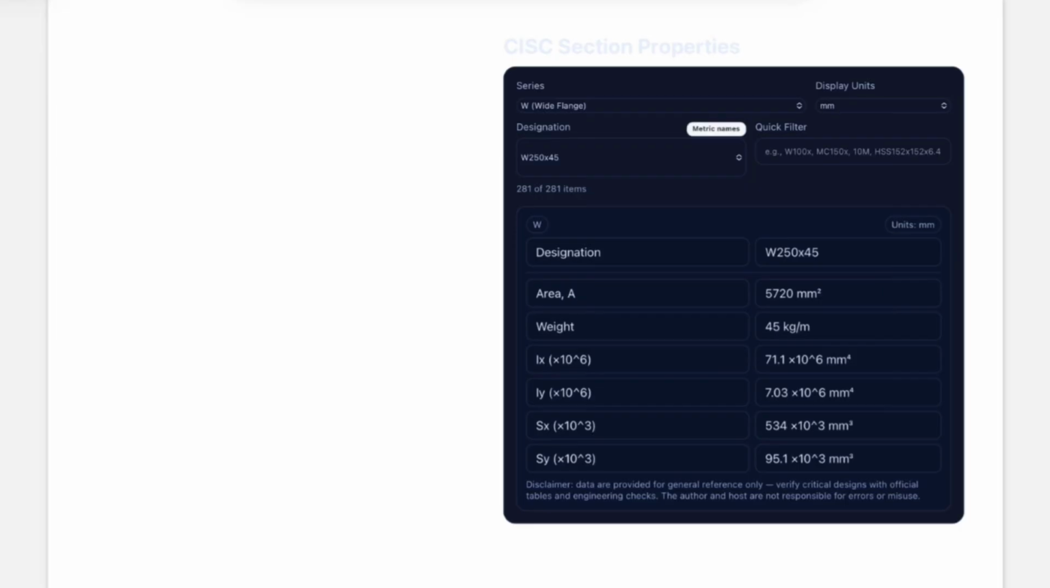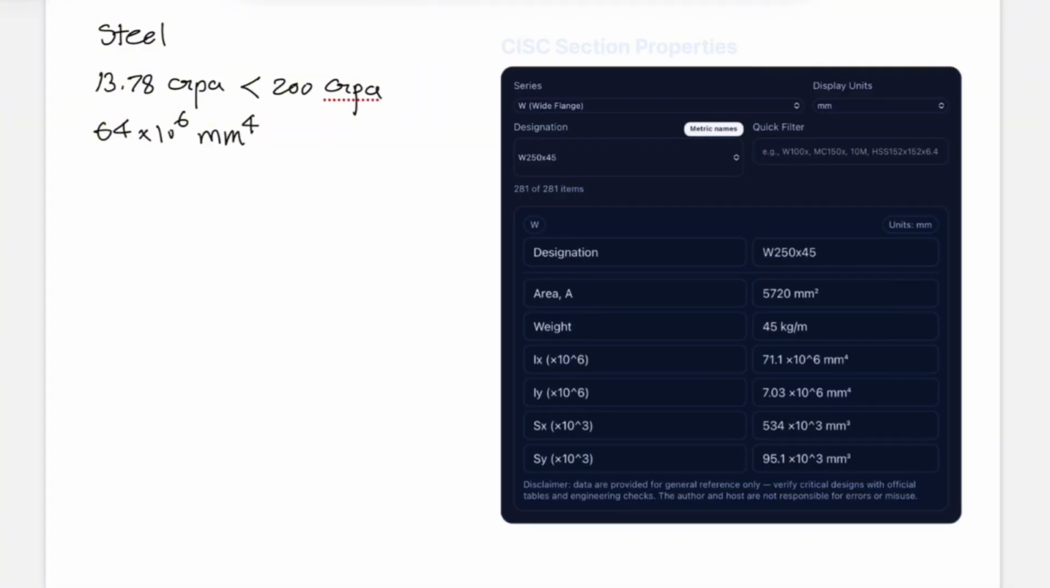Steel has a much higher modulus of elasticity, so for the same deflection limit, the required moment of inertia is much smaller. We have about 13.78 gigapascals modulus of elasticity for LVL beams, which is much smaller than 200 gigapascals for steel. Using the beam tool, the required steel moment of inertia is approximately 64 million millimeters to the fourth.